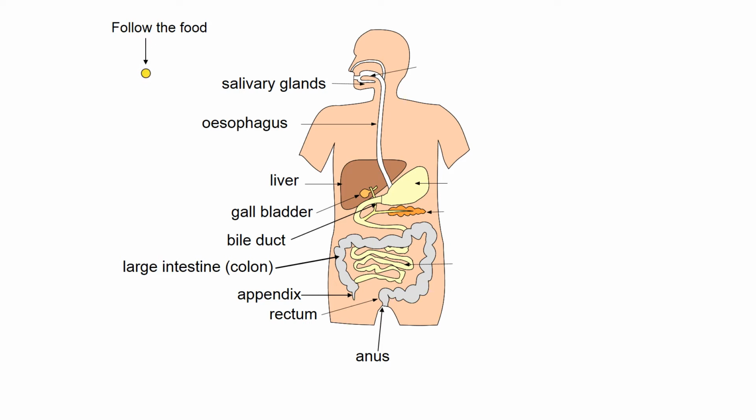Now, the digestive system consists of many organs. You don't need to name or learn these organs, but I thought it would be useful for you to know whereabouts in the digestive system these enzymes are located. So as we follow the food, when it gets into the mouth, it encounters the first enzyme, which is produced by the salivary glands.